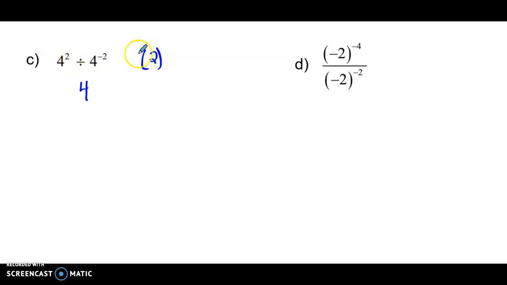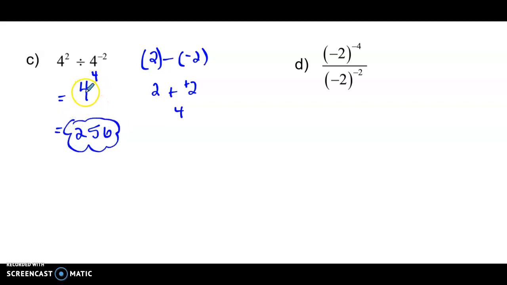So we're taking the 2 and subtracting the negative 2. So remember, we're going to add the opposite. So our exponent is going to become 4. So now we have to evaluate 4 to the power of 4, and 4 to the power of 4 is 256. So as a single power, it's 4 to the power of 4. Evaluated is 256.